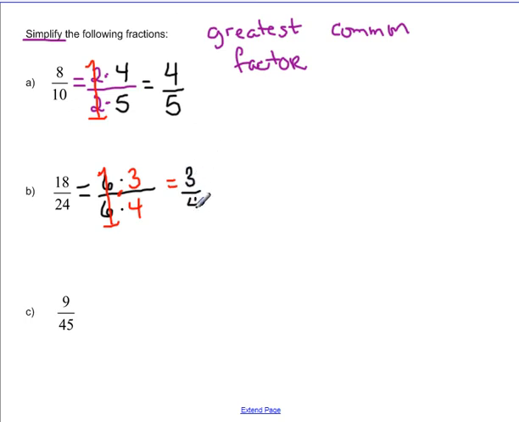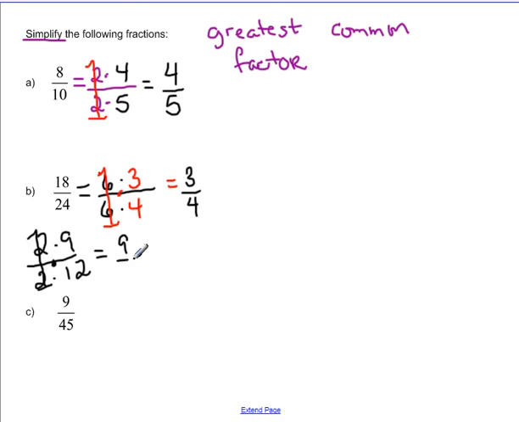And notice I can tell I've simplified completely because 3 and 4 do not have any common factors anymore. If I had done a simplifying step, say of 2 for this one, say I thought the greatest common factor was 2, I would have done 2 times 9 and 2 times 12. The 2's would have given me that 1. They would have canceled out.